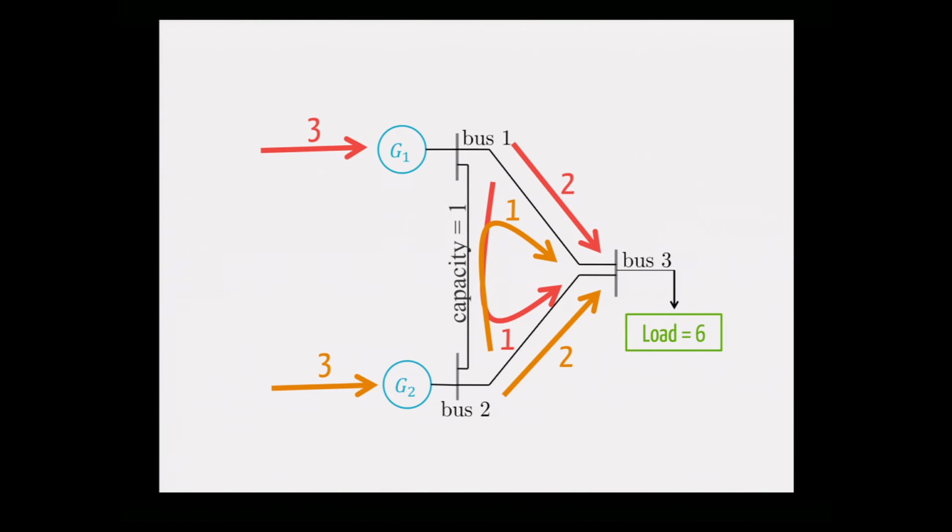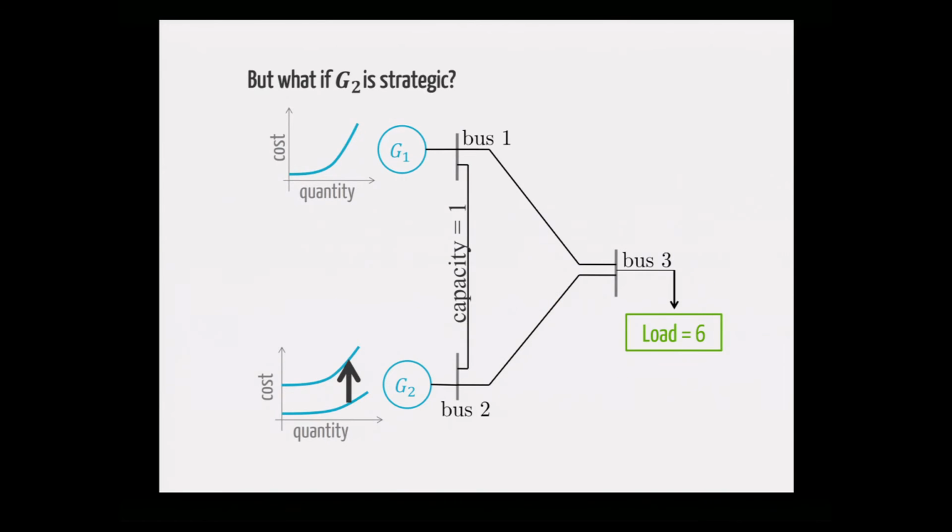But now what happens here? If either of these are strategic, they realize, hey, I can bid unboundedly large because no matter what I bid, you have to use me. And so both of these can drive the price up arbitrarily.